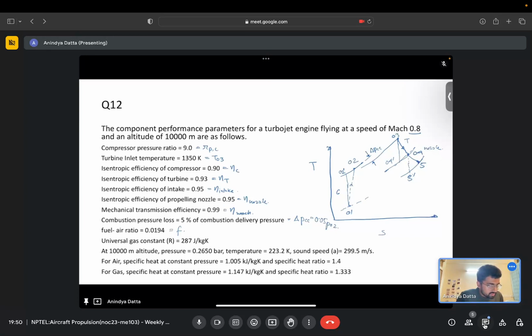The gas constant is 287. This shouldn't be the universal gas constant. This is a mistake. This should be just the specific gas constant.